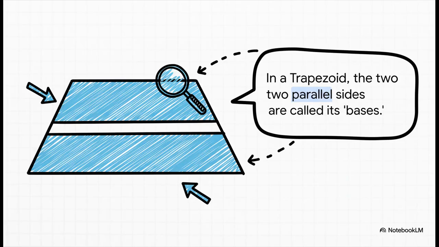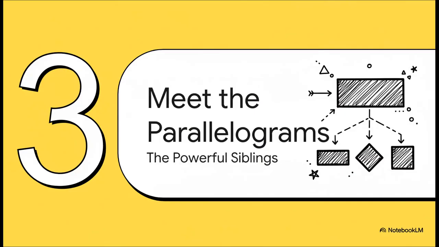And for the trapezoid branch, those 2 parallel sides are a really big deal. They're so important they even get their own special name. They're called the bases. That's kind of its defining feature. Okay, now let's jump over to that other, way more complex branch of the family, the parallelograms. This is where things start to get really interesting, because this branch is going to give us some of the most famous shapes you know.